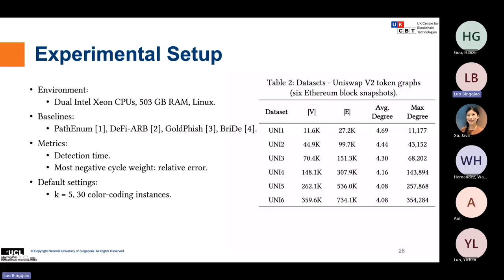And we compared with 4 major baselines. They are the state of the art from the related work we shared. They include some path enumeration methods and some algorithms designed specifically for arbitrage in crypto. The metrics we measured are from 2 perspectives. One is the detection time, which shows the efficiency of our method, and the other is the most negative cycle weight, which shows the effectiveness of our method. We measure the relative error of the weight that Reach finds compared to the optimal one. The first setting is k equal to 5 with 30 color coding instances, but we also do more experiments using longer k and larger instances. I will show the results later.